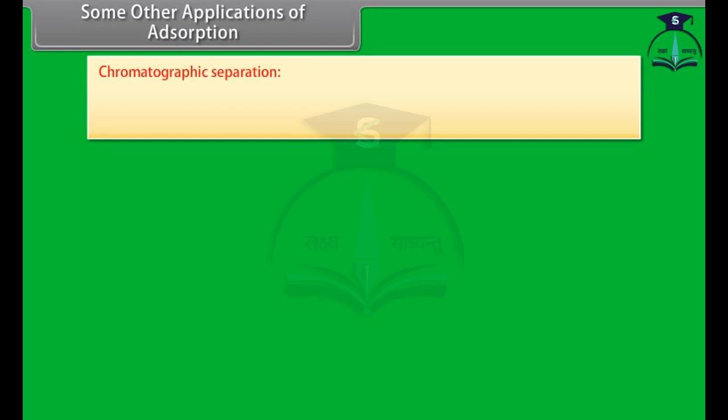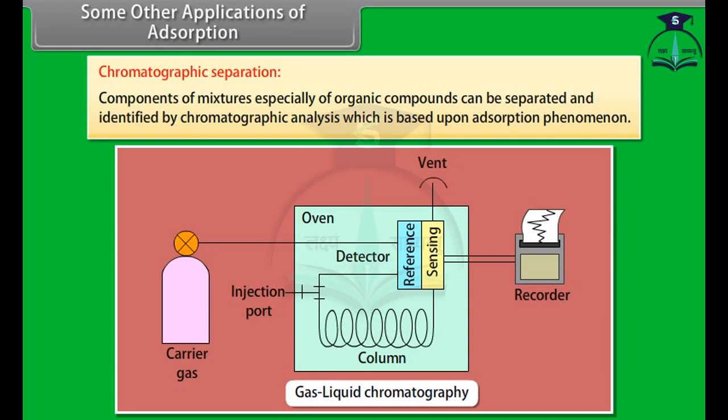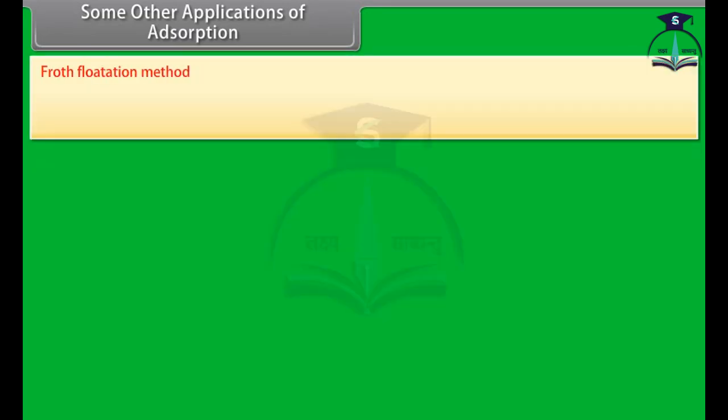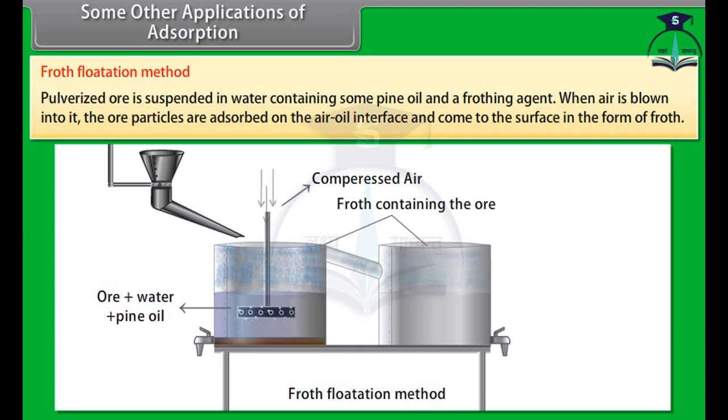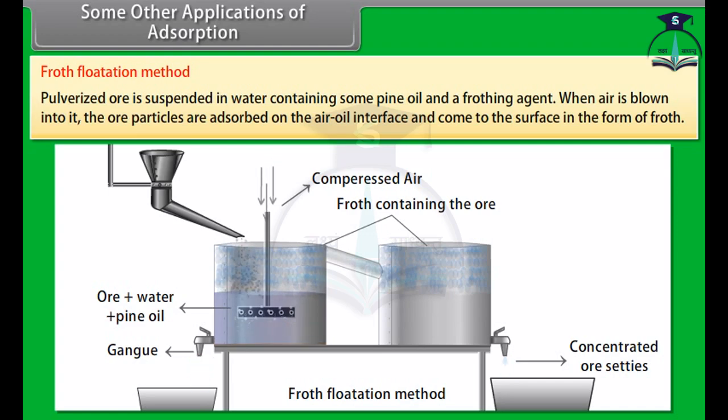Chromatographic separation. Components of mixtures, especially of organic compounds, can be separated and identified by chromatographic analysis, which is based upon adsorption phenomenon. For example, thin layer chromatography, paper chromatography, and gas-liquid chromatography. Froth flotation method. Pulverized ore is suspended in water containing some pine oil and a frothing agent. When air is blown into it, the ore particles are adsorbed on the air-oil interface and come to the surface in the form of froth. For example, sulfide ores are concentrated by this method.